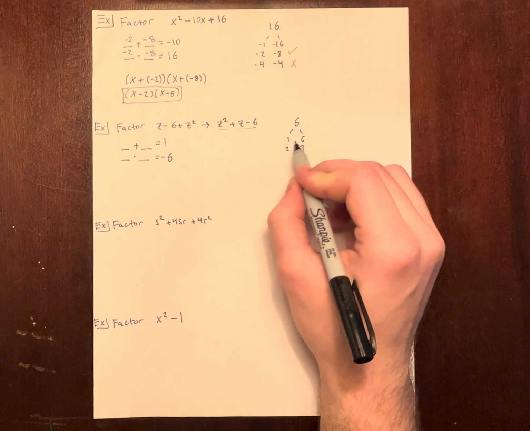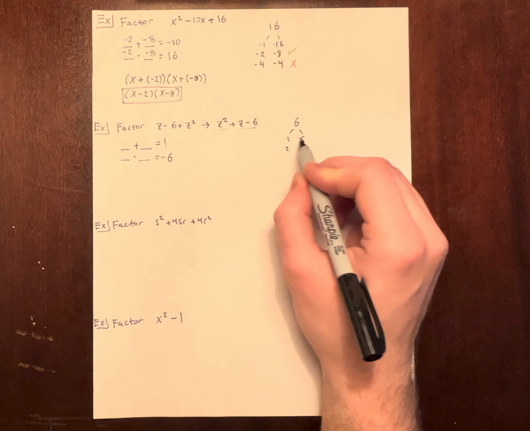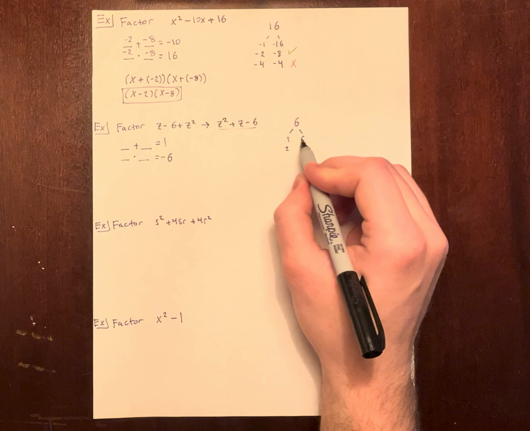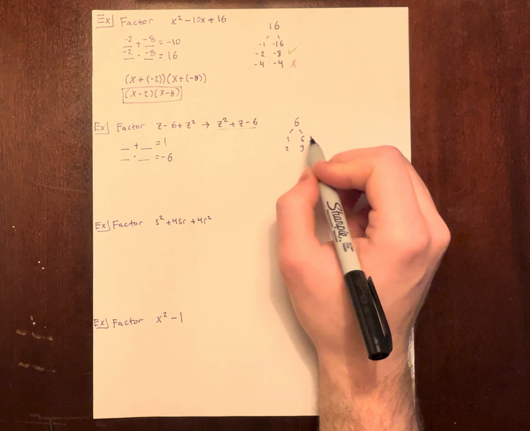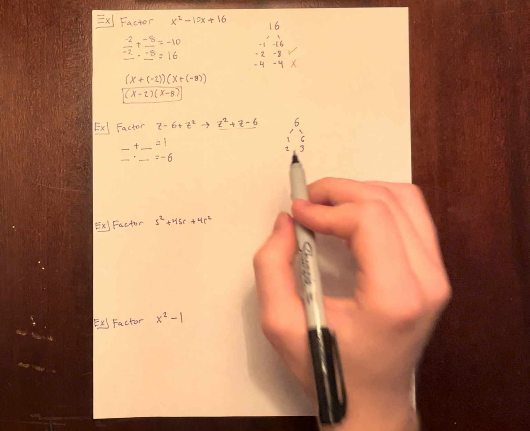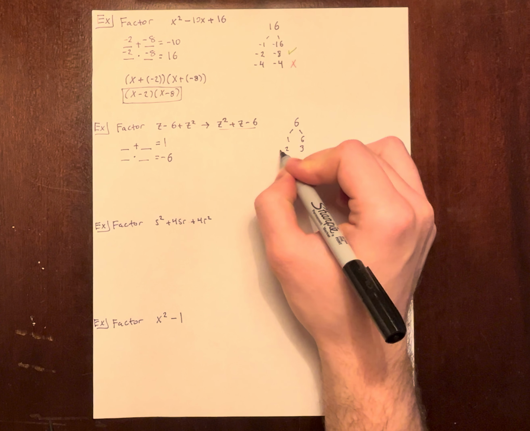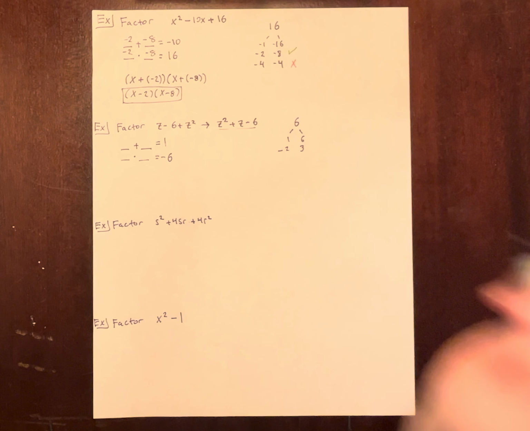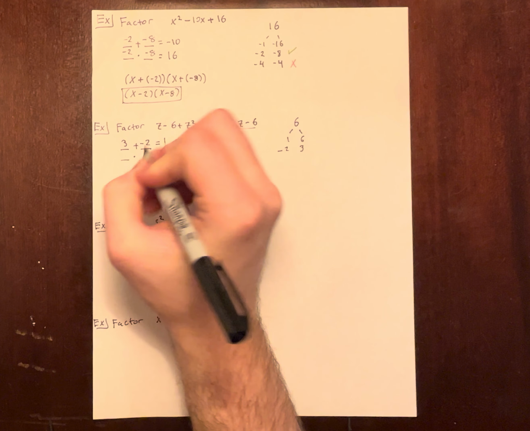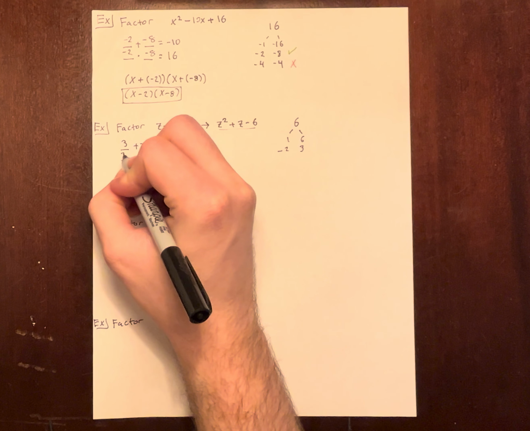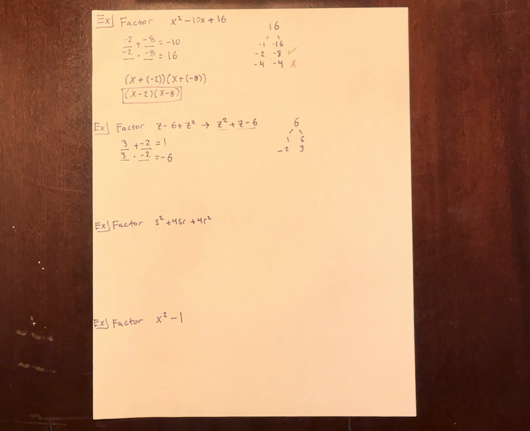So looking at these, regardless of the combination of positive and negative, and you can test it out yourself, 1 and 6 can never add to give you a positive 1. No matter if one's negative, one's positive, it doesn't matter. But 2 and 3, if you make the 2 negative, then 3 minus 2 is 1. And so there we go. We have 3 plus negative 2 equals 1, and 3 times negative 2 gives you negative 6.